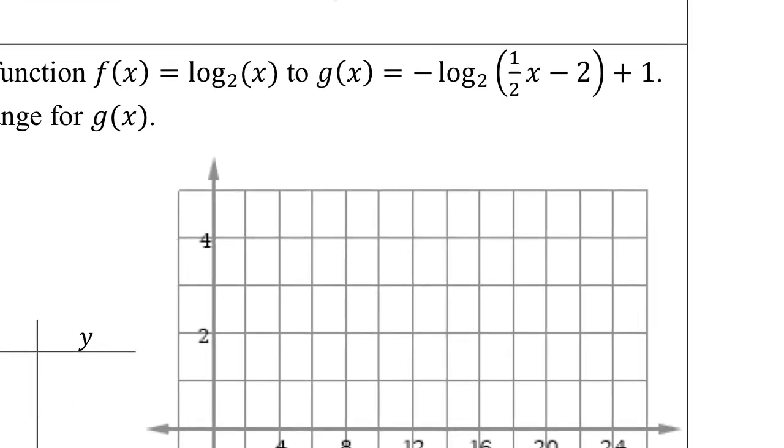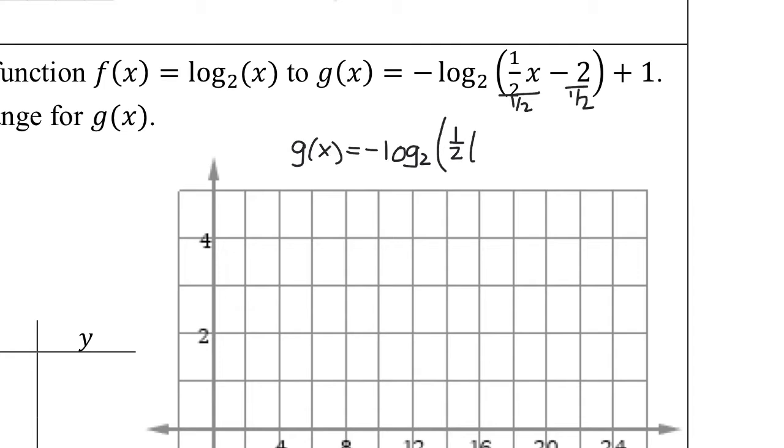So we have to make sure we don't have a b in our new function, but we do. We have a b of 1/2. So I'm going to have to divide out that 1/2. So the function you're actually dealing with is negative log base 2 of, divide out the 1/2.